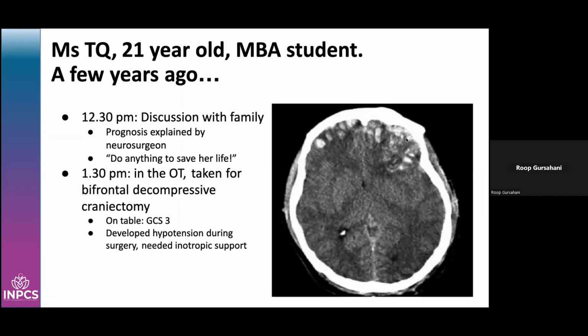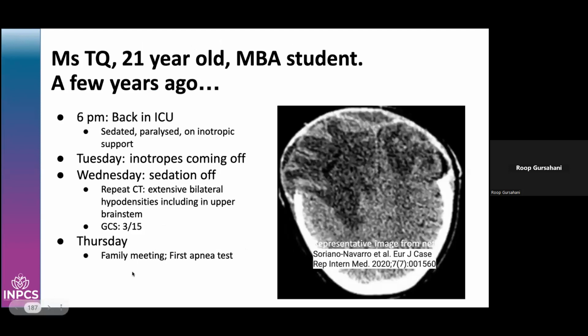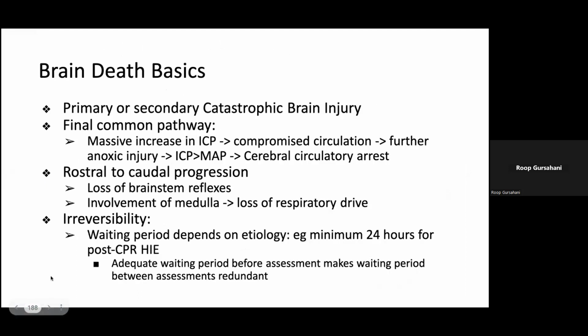And she got the maximum decompressive brainectomy, meaning this whole bit was removed. But literally, as she went in, she had already become flat. GCS 3 is, well, if it persists, it's brain death. So she developed hypotension. But after it was over, she was sedated, paralyzed, and then inotropes came out. Sedation was removed, but she was flat. And this was the stage where the next family meeting was taking place. And this was where I was also involved.